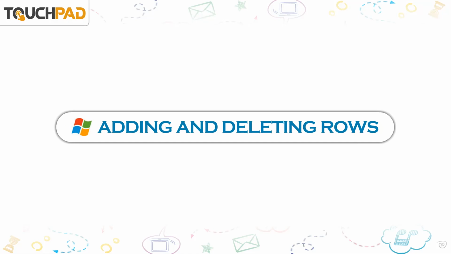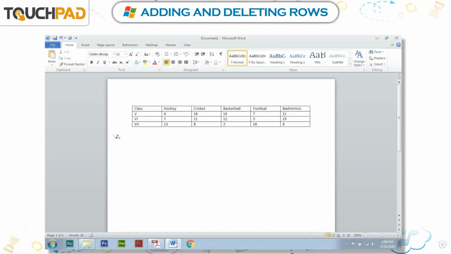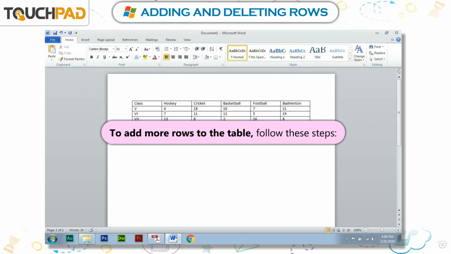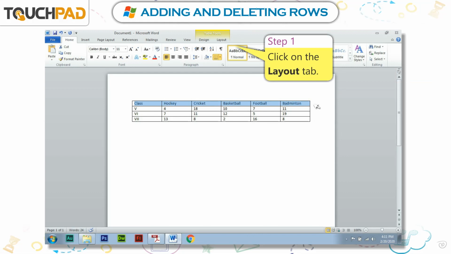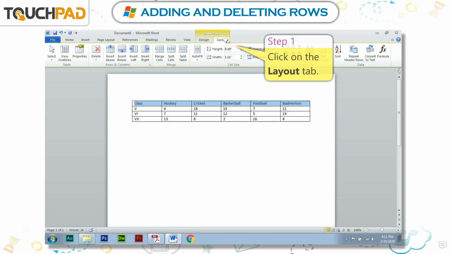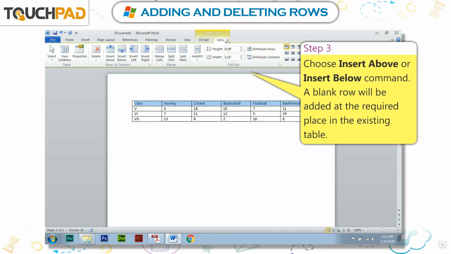Adding and deleting rows. To add more rows to the table, follow these steps. Step 1. Select the row of the table where you want to add another row. Step 2. Click on the Layout tab. Step 3. Choose Insert Above or Insert Below command. A blank row will be added at the required place in the existing table.